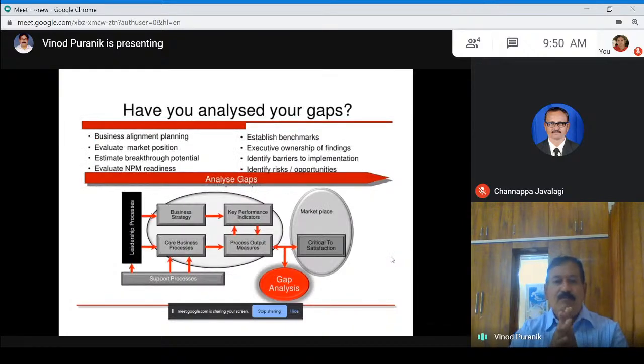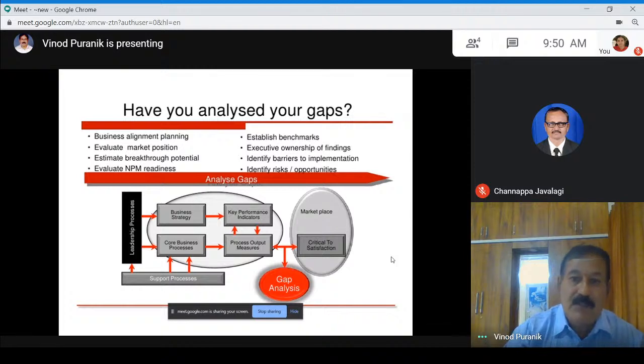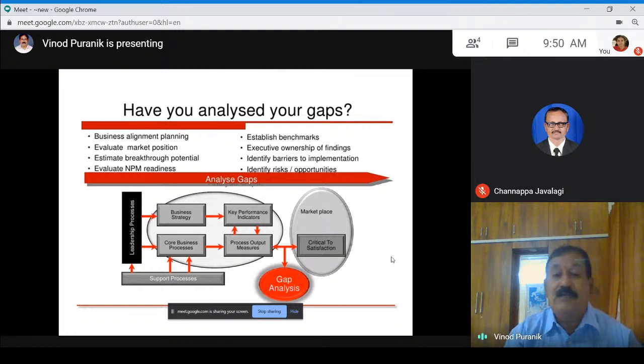Then, another very important thing is understanding the gaps. The question is, have you analyzed your gaps? Then comes business alignment planning: how you are going to plan your business. Have you evaluated your market position, who the competitors are, and how we are able to overcome that competition? Also estimate the breakthrough potential. And as I told earlier, establishing a benchmark is very, very important. You benchmark against the other competitors, and if you establish the benchmark, that becomes the immediate goal to reach. So establishing the benchmark is very important.